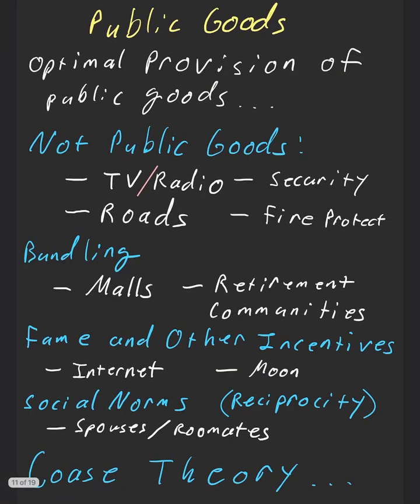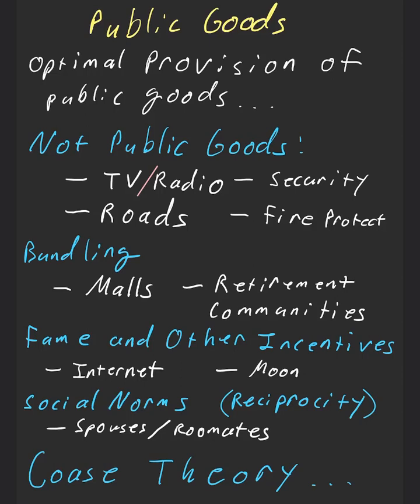Okay, so let's take a look at optimal provision of public goods. First, I want to make a couple of really important points. A lot of things that are publicly provided are not public goods. We have public television, we have public radio, we have public security, we call those police officers. We have public fire protection, firefighting. None of those things are public goods. They are impure public goods.